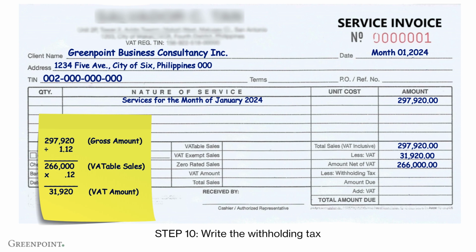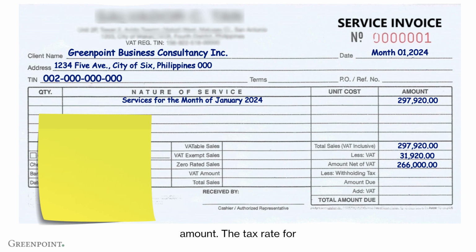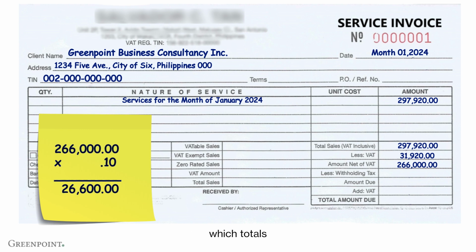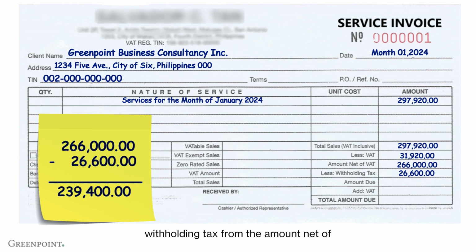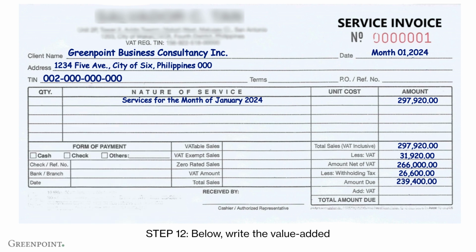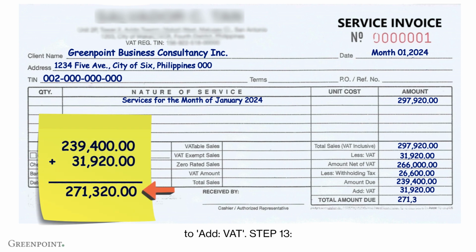266,000.00. Step 10. Write the withholding tax amount. The tax rate for individuals with VAT is 10%, which totals 26,600.00 in this scenario. Step 11. To determine the amount due, subtract the withholding tax from the amount net of VAT. In this example, the amount due is 239,400.00. Step 12. Below, write the value-added tax amount. To calculate the total amount due, add the VAT to the amount due.